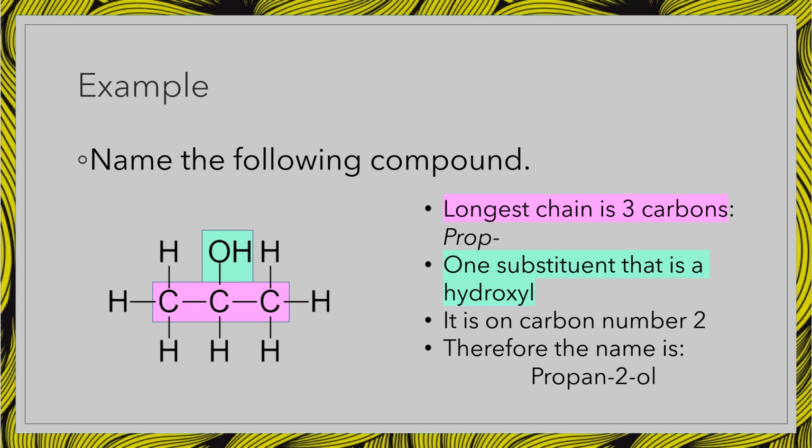Now, why do we say propane 2-ol and not just prop 2-ol? Well, we have to define that there are all single bonds. So we can see that there are just single bonds present. Otherwise, it would be prop-2-ene 2-ol, something like that. So we need to define that. So it's propane 2-ol.